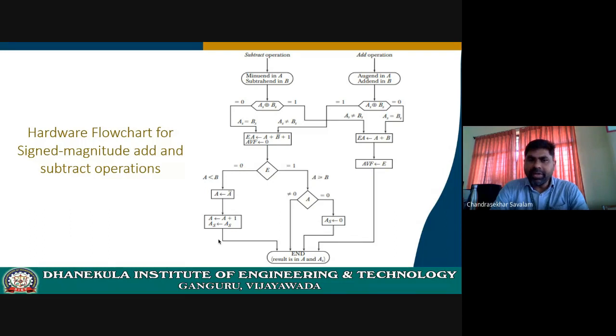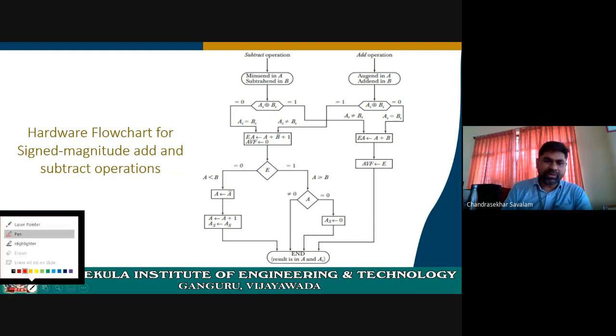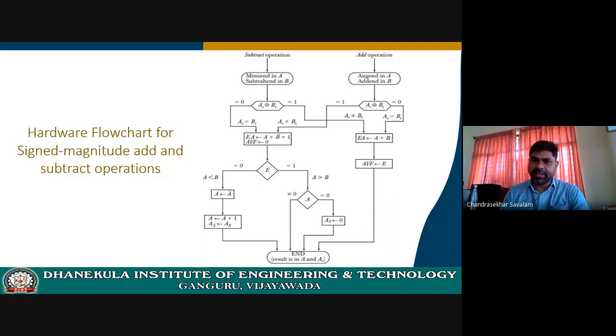So last class we studied the hardware structure of the adder as well as the subtractor circuit using sign magnitude representation of data. Today we are going to study the flow chart of that hardware implementation. From this we are going to complete the first topic: addition and subtraction using sign magnitude. We have studied the hardware implementation of the adder and subtractor circuit using sign magnitude representation.